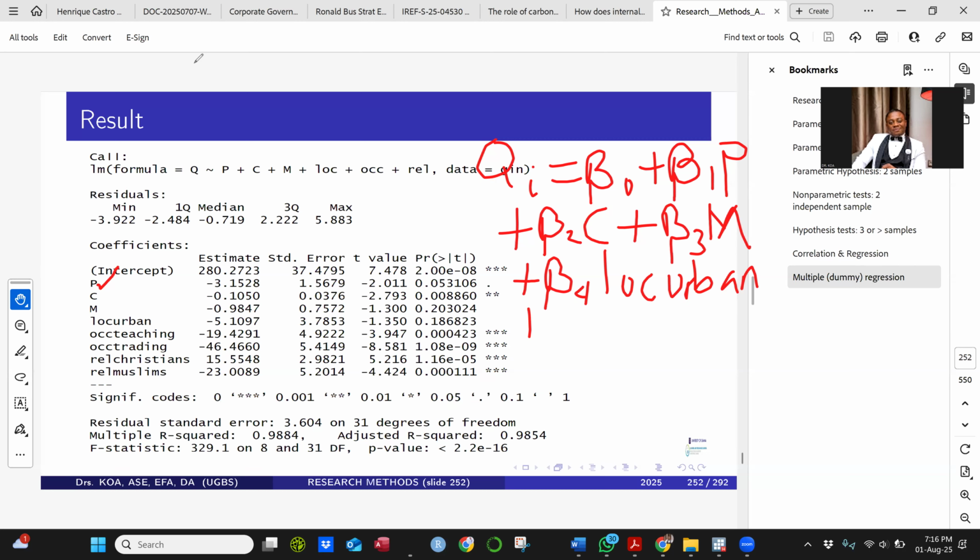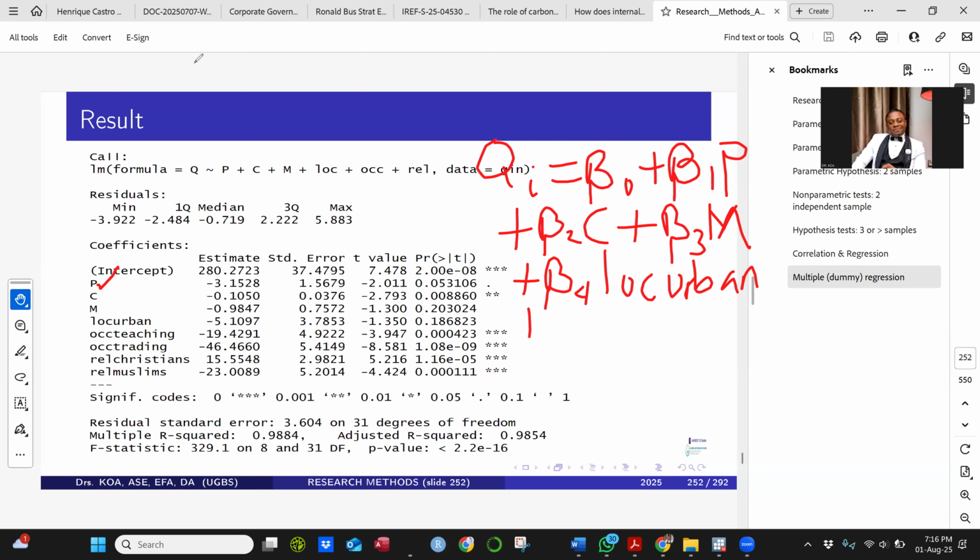Beta 5 teaching. Okay, it's not plus, but it's beta 5 teaching. You write it exactly as it is in the result. Plus what again? Beta 6 trading. So all of these things, you should know that. Okay, trading.